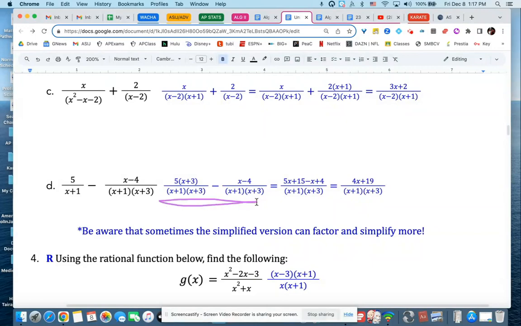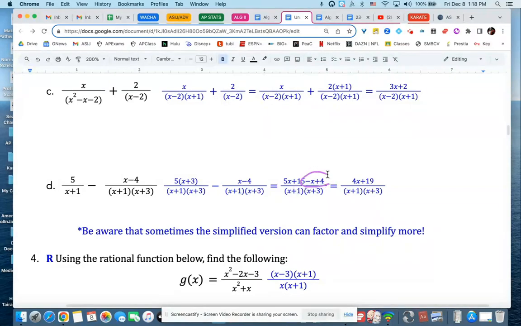Once I get my common denominator, I put the tops together. Don't forget to take this negative with this. This is where people really mess it up, right here. You're going to notice that this negative distributes into this. So it's not negative x minus 4.